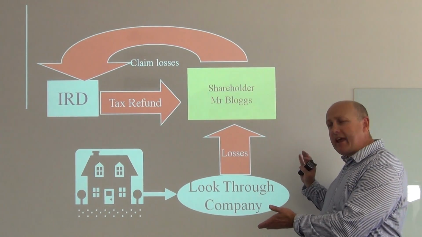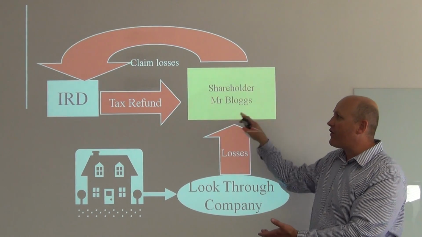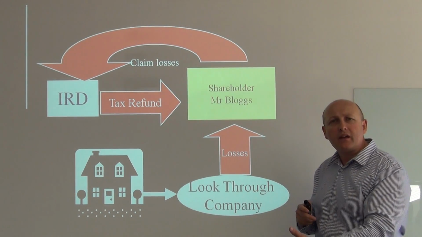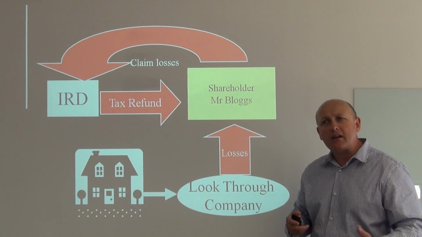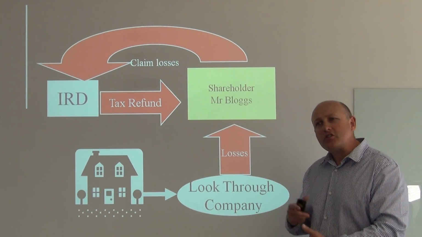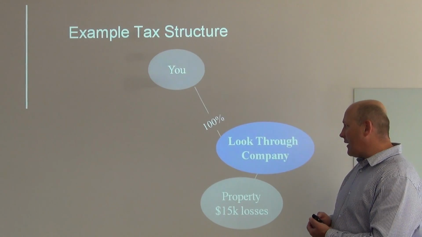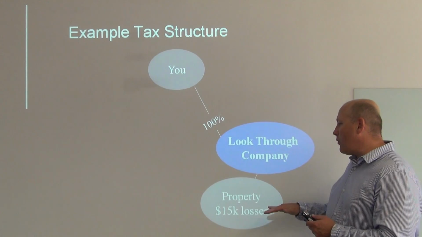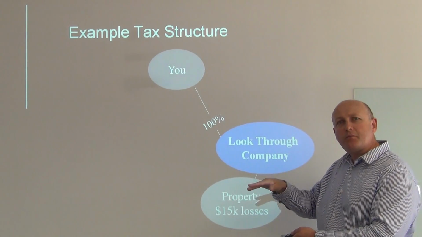But before we dig into that, let's now take this structure, the look-through company, where you take the losses out, claim them off the IRD to get tax refunds, and apply that to a husband and wife scenario where one spouse is working and the other spouse is not working. So in this case, husband's working, the wife's at home looking after a young family, so she has no income, but she's working very hard looking after the family at home. So in this example, we put 100% of the shares into the working spouse's name. And that's because we want the property, in this case producing $15,000 of tax losses. That's come from the rents minus the expenses.